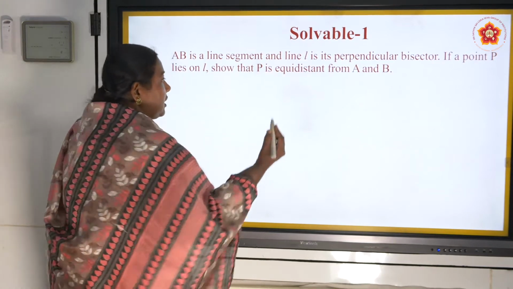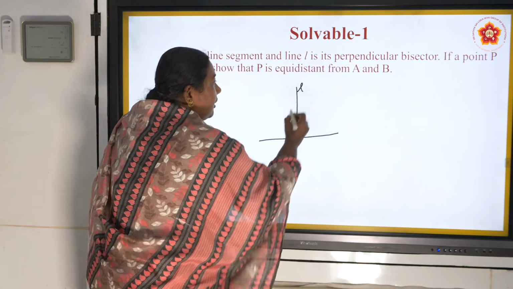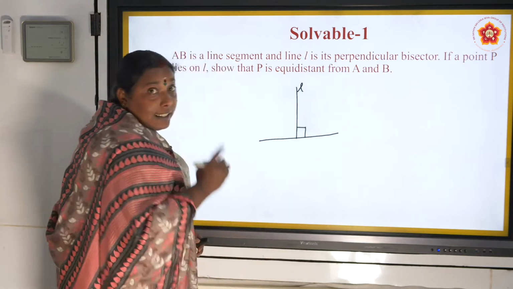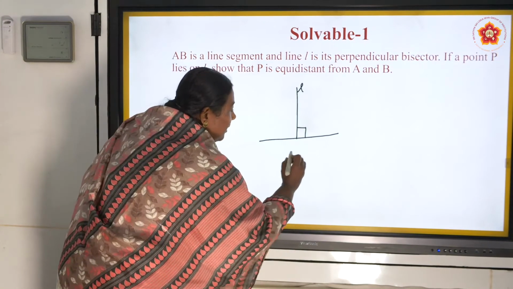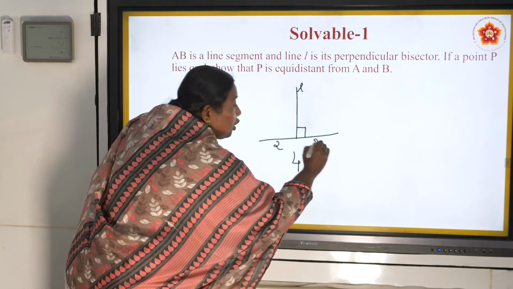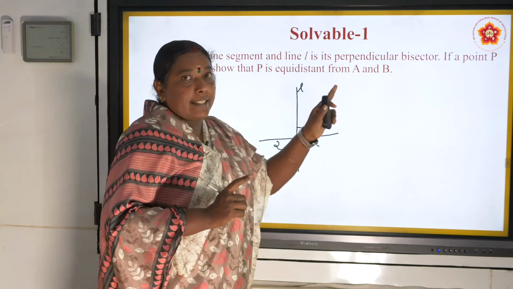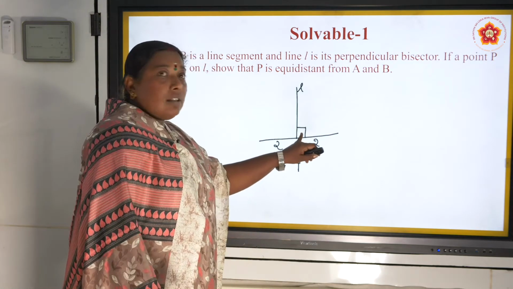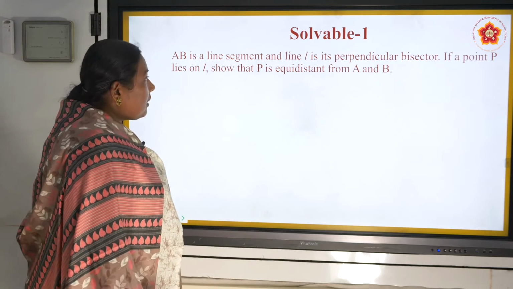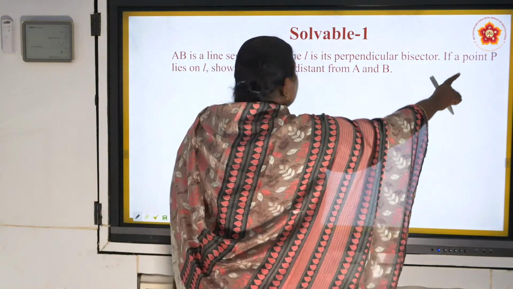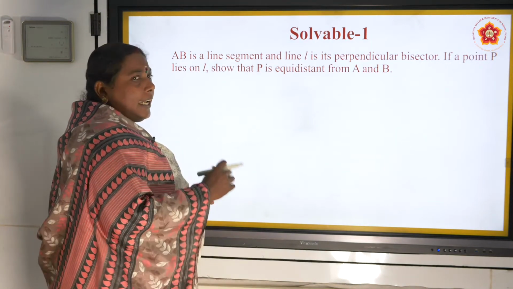That means, let us draw. A line L is there and it is reaching another line. Perpendicular means it will have 90 degrees, and bisector means it will divide it into equal parts. That means if the total length is 4, it will be divided into 2 and 2. So keep that in mind, that perpendicular bisector means we will have angle 90 and also the measures divided into equal parts. So if a point P lies on L, show that P is equidistant from A and B.